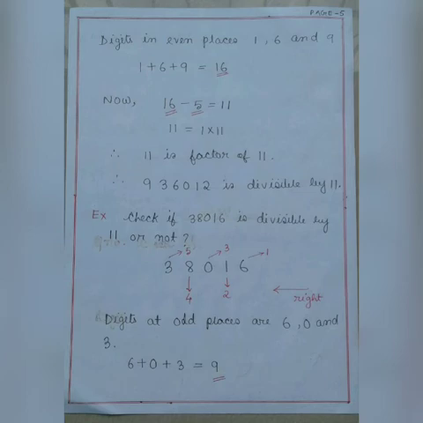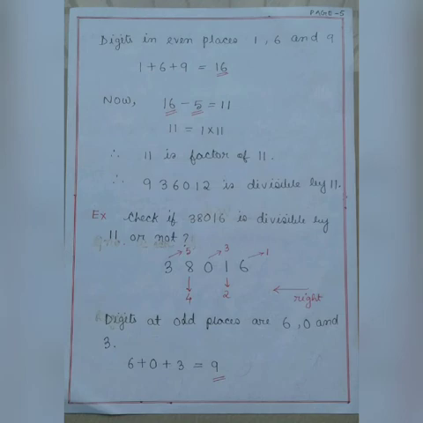Again I shall take one example. Check if 38016 is divisible by 11 or not. Again I have written the number 38016. From the right side I have written the position of the digits, odd position on the top of the numbers and even position at the bottom, below the digits.